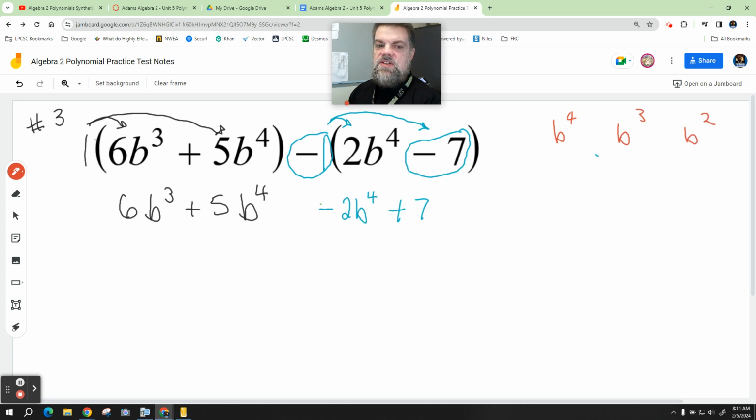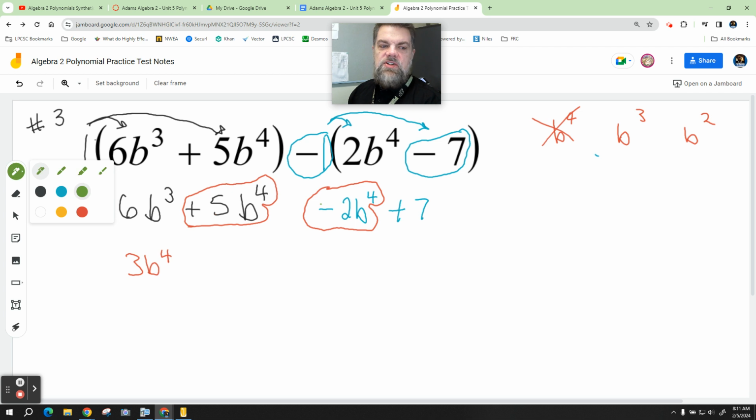So I noticed that we have this b to the 4th. So that's positive 5b to the 4th. And I notice I have this -2b to the 4th. And then those are the only two that have b to the 4th. So then I'm going to combine that. What's 5 minus 2? 3. So way over here in the front, I'm going to say 3b to the 4th. Check that off the list.